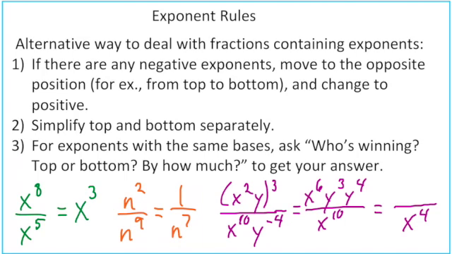And on the top, now we're going to simplify the top and get y to the 3rd times y to the 4th. That's y to the 7th. So it's kind of a mix of simplifying and moving stuff around. But when you have to deal with something on top and something on bottom, you just ask who's winning and by how much.